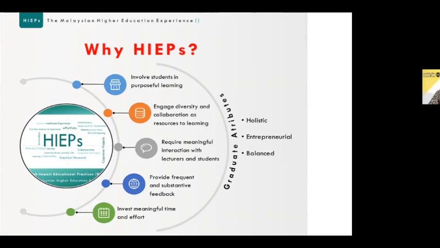Yang kedua adalah engage diversity and collaboration as resources to learning. Okay? Yang ketiga, require meaningful interaction with lecturers and students. It's not just student-centered, it's also lecturer-centered, and it's also an integrative role between kita dan juga pelajar kita. Kita tak nak one-to-one dah. Okay, pelajar dah boleh involve dengan kita, get in with more together peranan kita dengan peranan pelajar. Okay, yang keempat, provide frequent and substantive feedback.